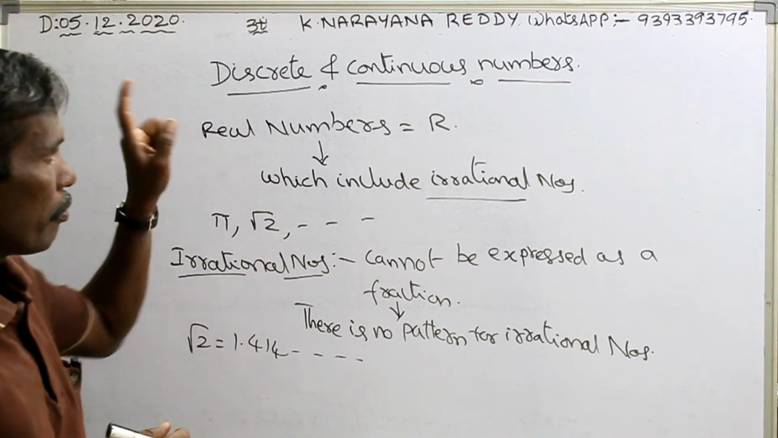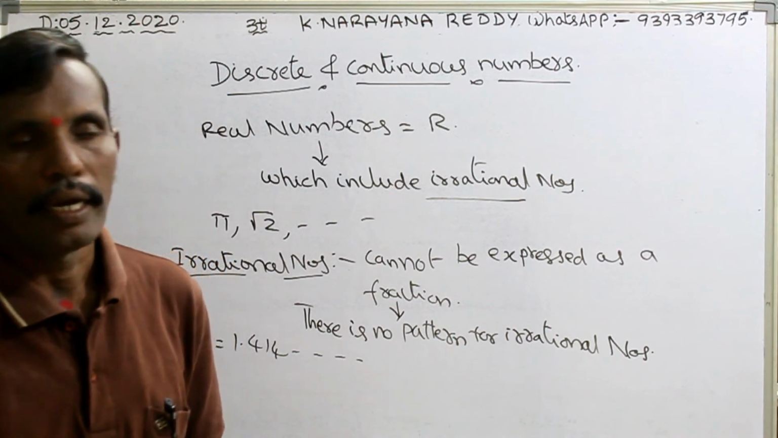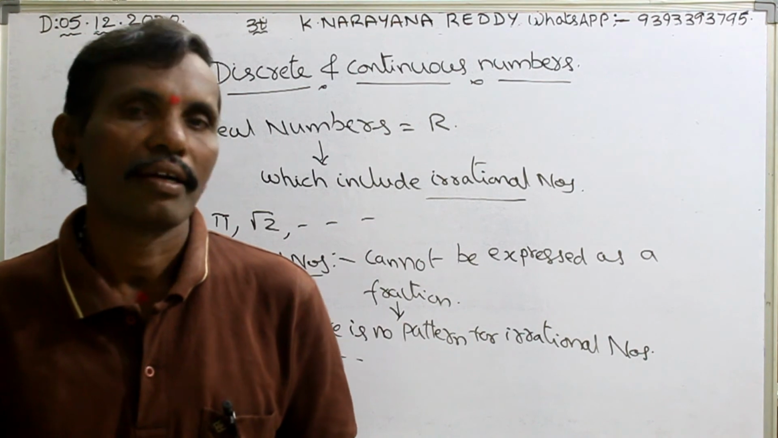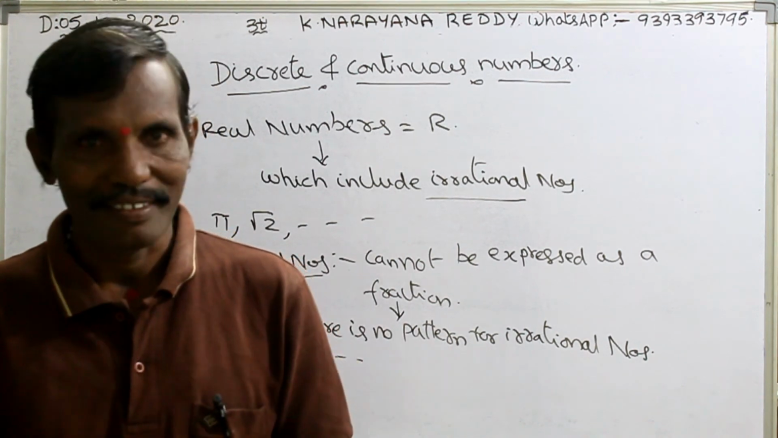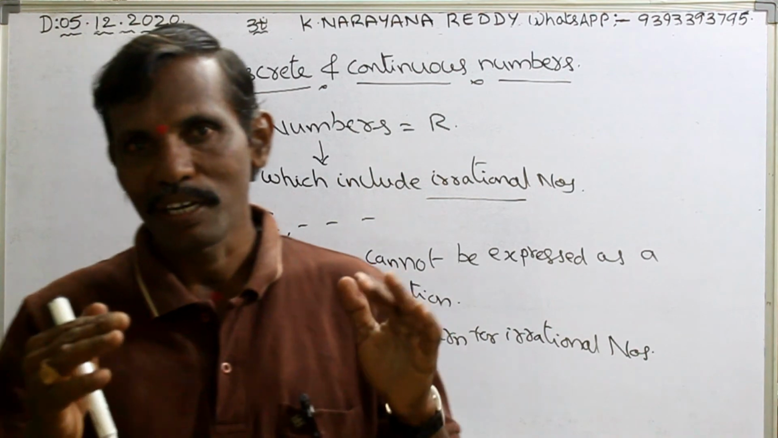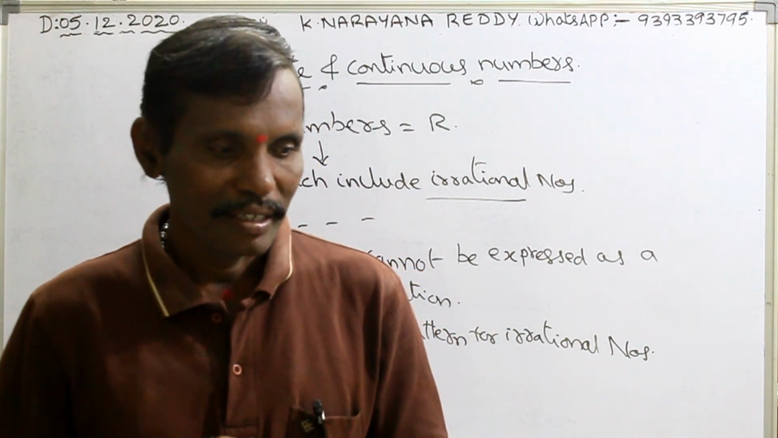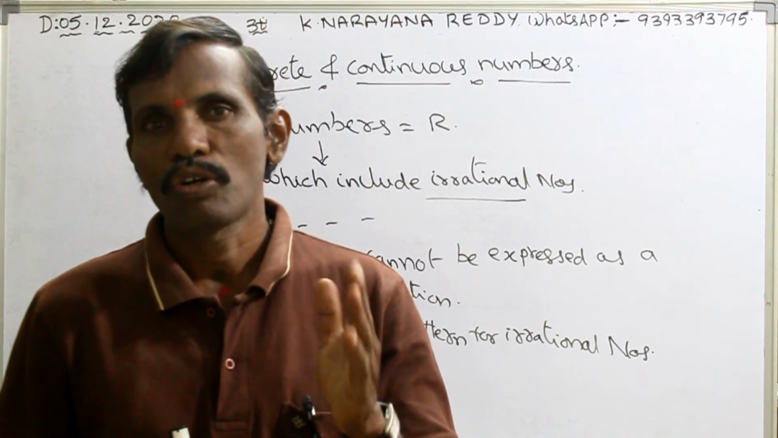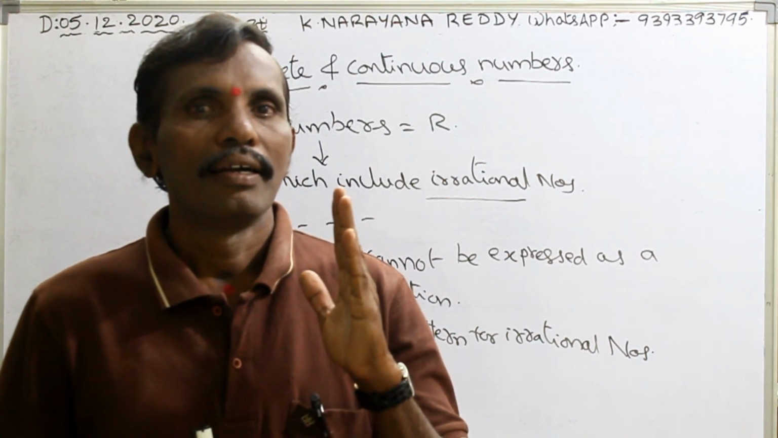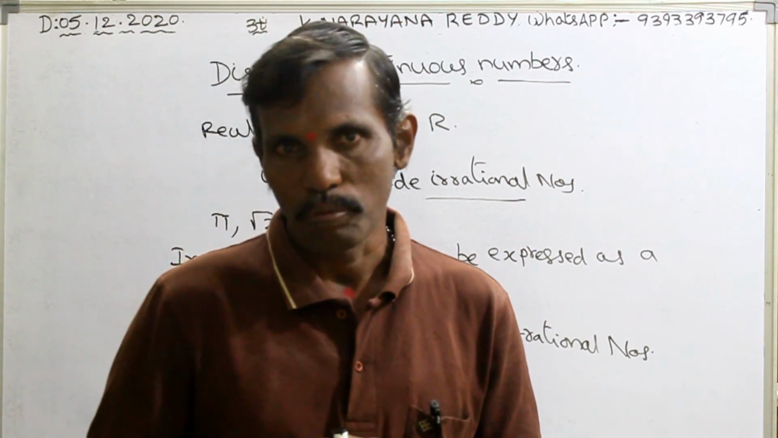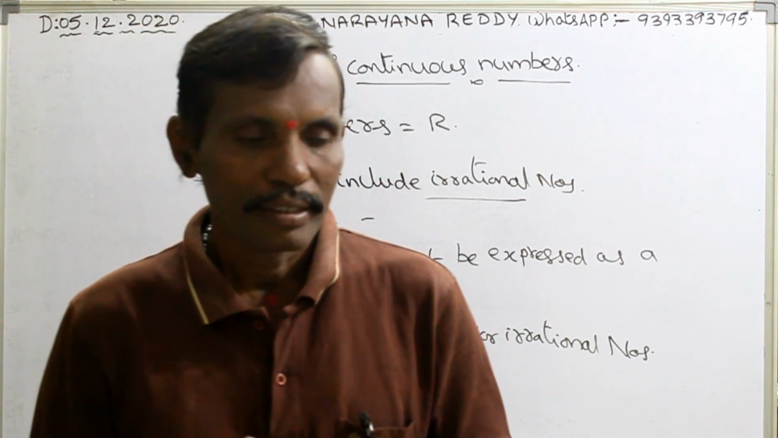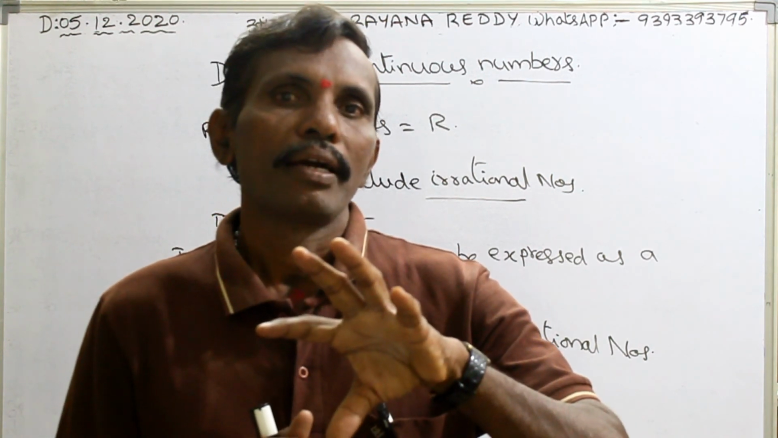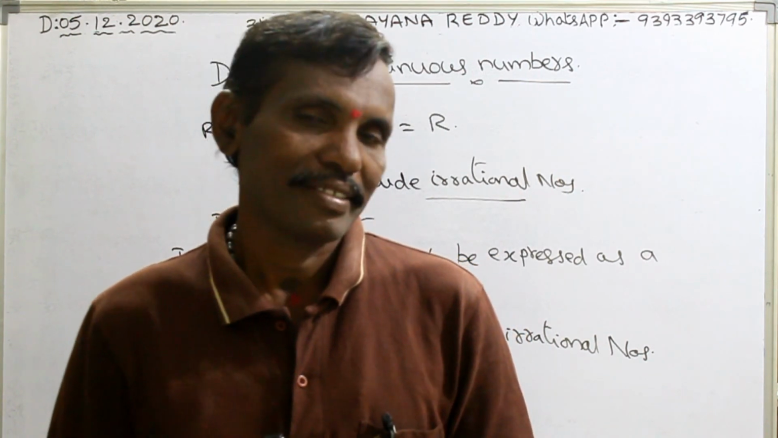Hence real numbers are continuous numbers, and natural, whole, integers and rational numbers are discrete numbers. Okay guys, this is a simple introduction about numbers. These are two types, discrete and continuous. Discrete means countable, and continuous means not countable, meaning no pattern. So, this is the very important difference between discrete and continuous numbers.